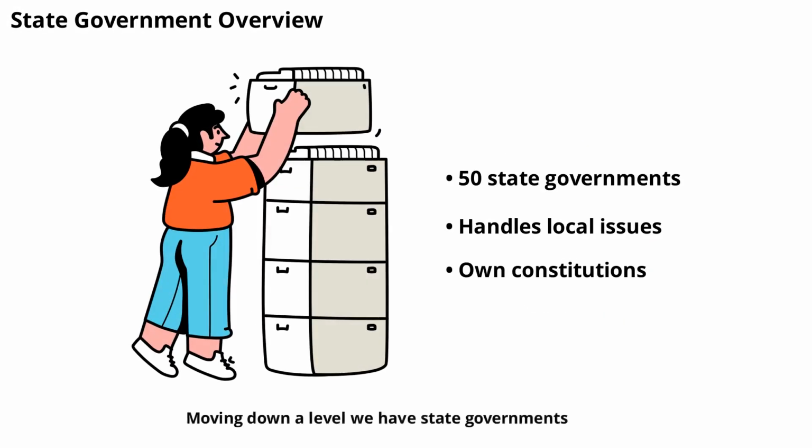Moving down a level, we have state governments. Each of the 50 states has its own government with a structure similar to the federal system. State governments are responsible for issues that directly affect their residents, such as education, transportation, and public safety. They have their own constitutions, laws, and elected officials, allowing them to address the unique needs of their populations.